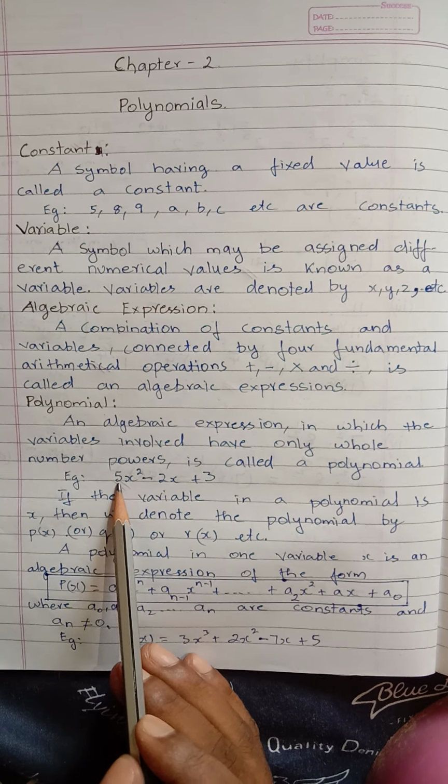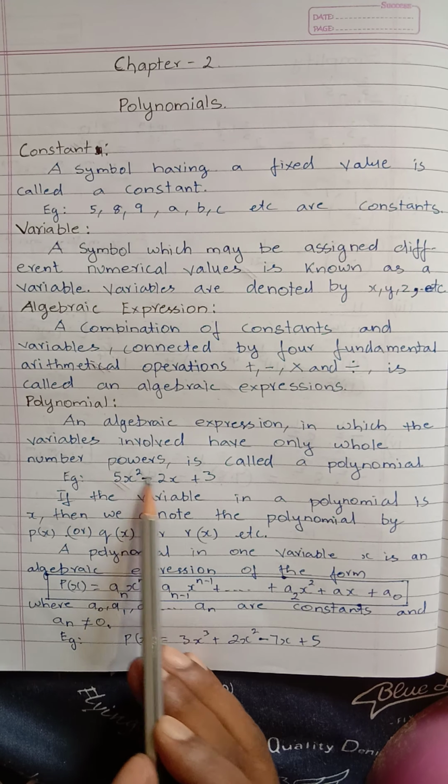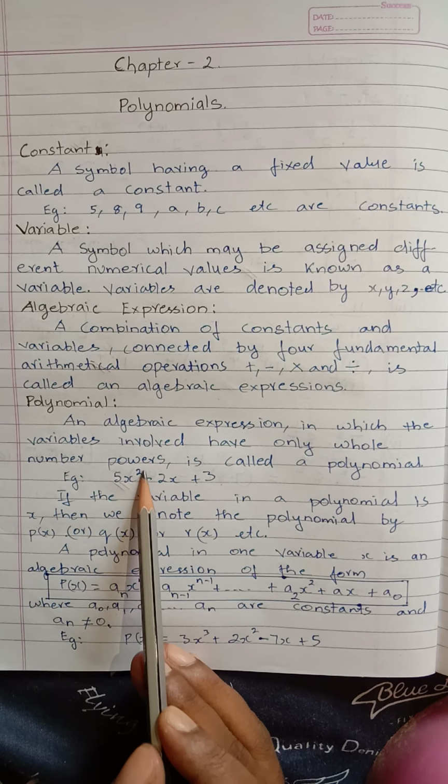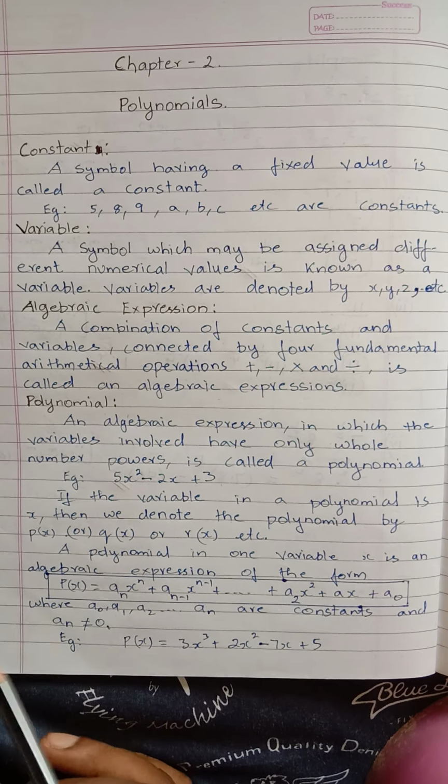For example, 5x squared minus 2x plus 3. Just check the power here: power 2. Here it is power 1. That is, they have only whole numbers as powers. Then we call it a polynomial.